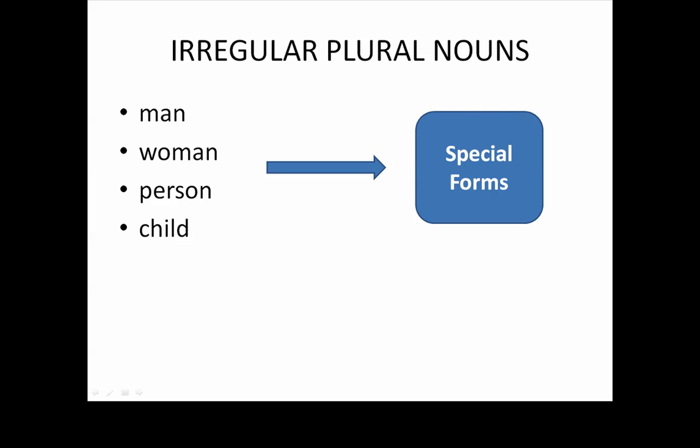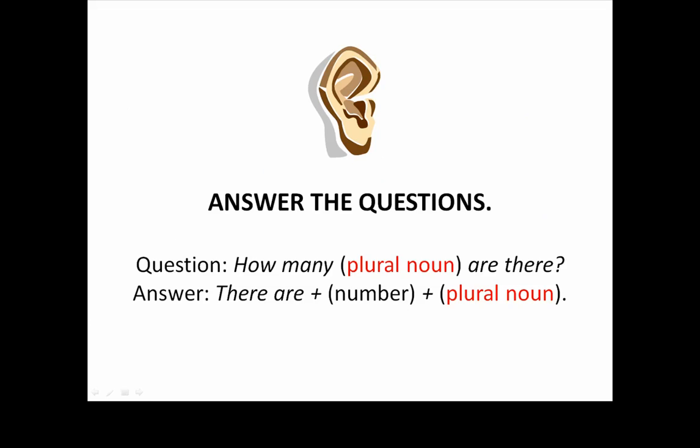But we also have irregular plural nouns. These nouns are different. They're special. Words like man, woman, person, and child have special forms in the plural. Do you remember those forms? Let's practice making plural nouns. Answer the questions. I will ask, how many are there? You answer, there are, and tell me the number.